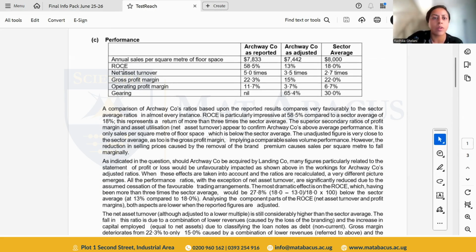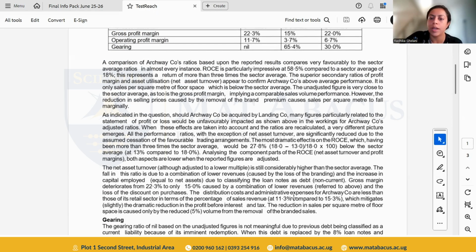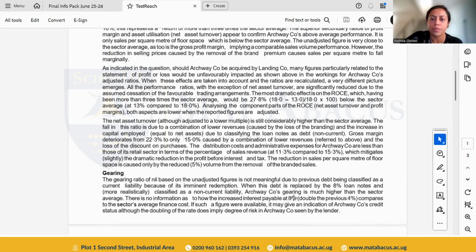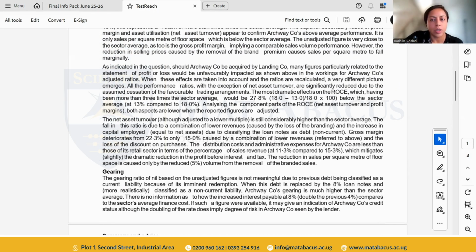What are the breakdowns of ROCE? We said it's a combination of operating profit margin and the net asset turnover. So both of these in the adjusted figures have fallen below the sector average. No, net asset turnover is not below sector average, sorry. It's above sector average, but it's fallen below the original reported figure. And that's why our ROCE is also low. The net asset turnover is higher than the sector average, but it has still fallen, like we mentioned.